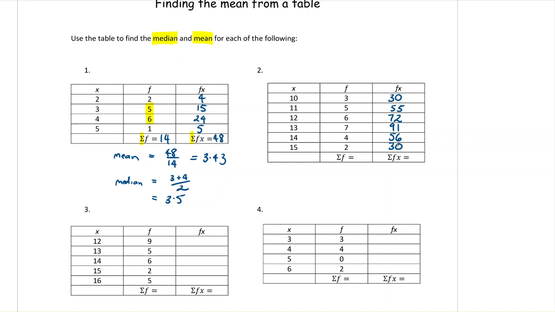So hopefully you've done your F times X column by now. You're just timesing X, which is 10, by F, which is 3. 10 times 3 is 30. Once you've done all of the F times X column, you are doing the totals down the bottom. So you add up all the frequency numbers to get your total. Then add up all of your FX column to get your total. You are trying to find a mean and a median.